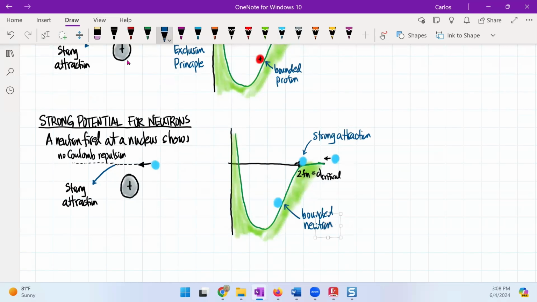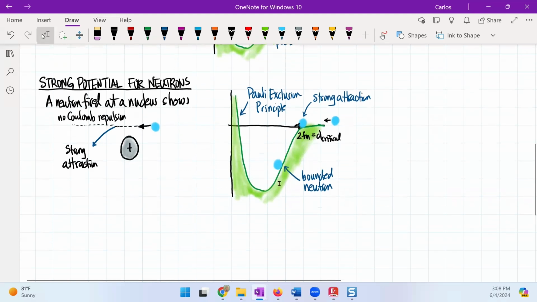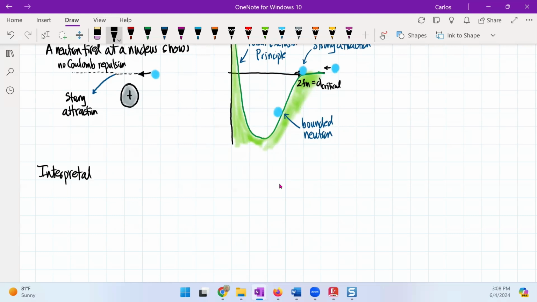And as before, this is the same thing as before, which is the Pauli exclusion principle. So the wells are identical, but outside, between the proton and the neutron, there is that Coulomb that we have to look at. So now let's write some details about this. Let's start to interpret the details.